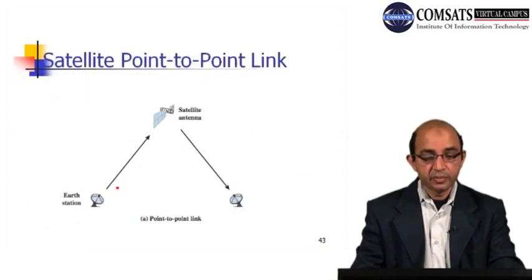So here we have a scenario, a point-to-point link. We have a satellite antenna over here, and you can see the Earth station, this is the transmitter and this is the receiver. Those two ground stations lying on the Earth are being connected by using this satellite. So this is the transmission and here we have the reception. You can say that this is a sort of point-to-point link.